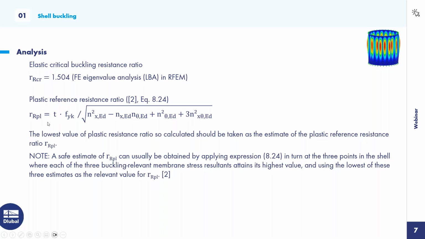If it is not possible to do an MNA calculation, it's allowed to derive the plastic reference resistance from a linear shell analysis. And you have to take this equation here from the standard. That's a little bit complicated, but we don't need to do it. We calculate this value with RFEM 6.